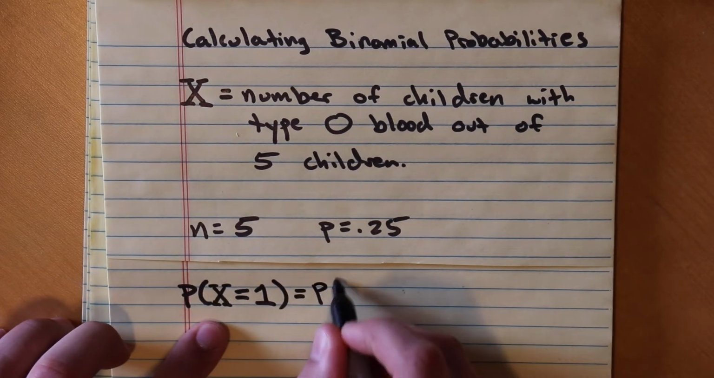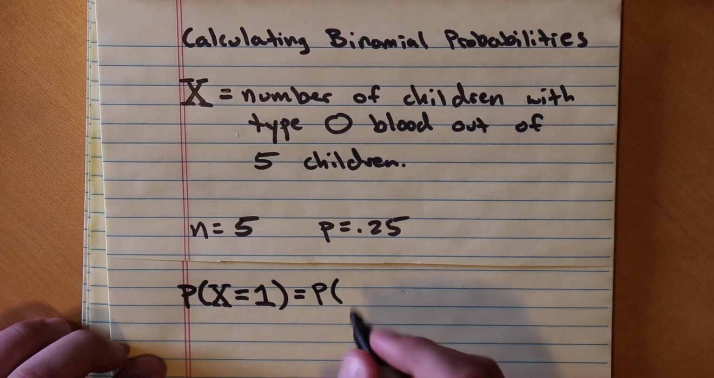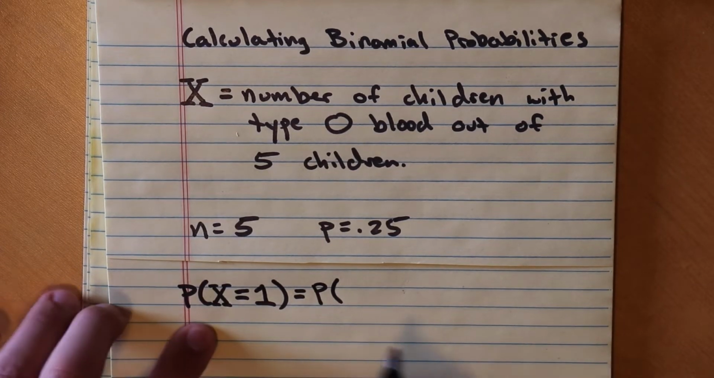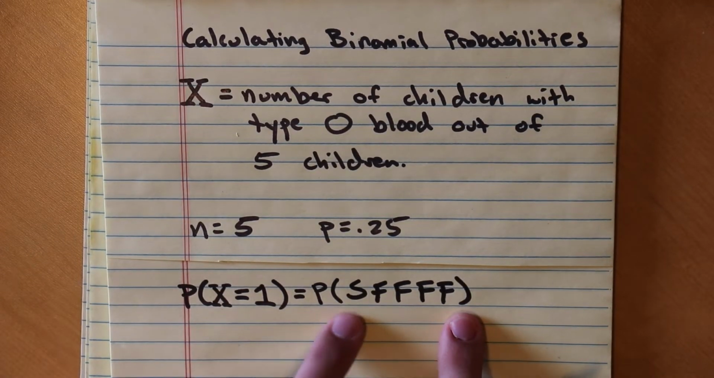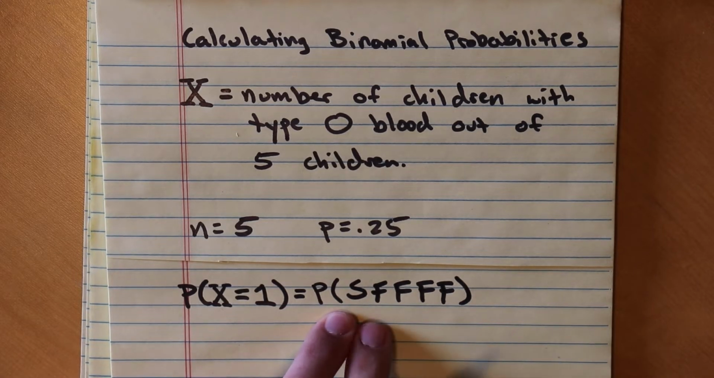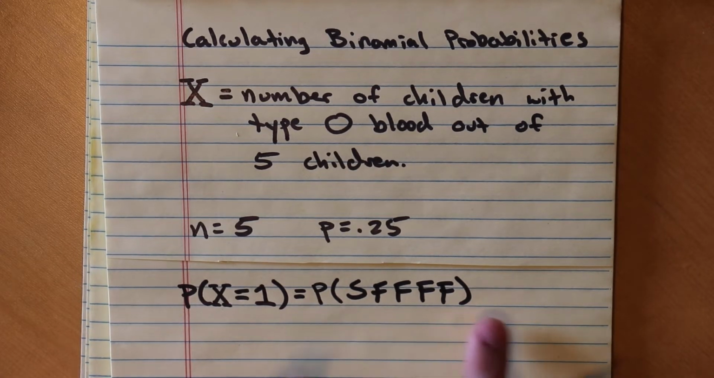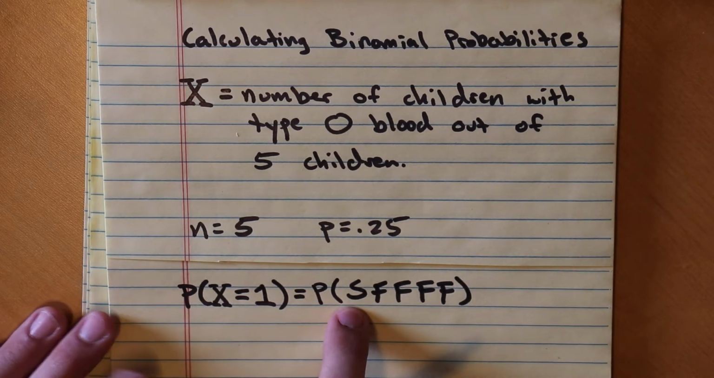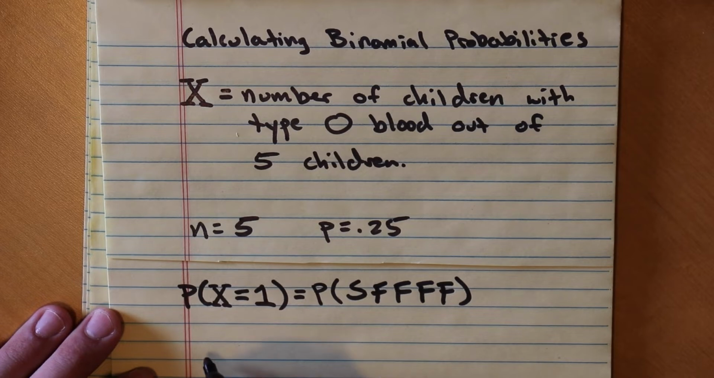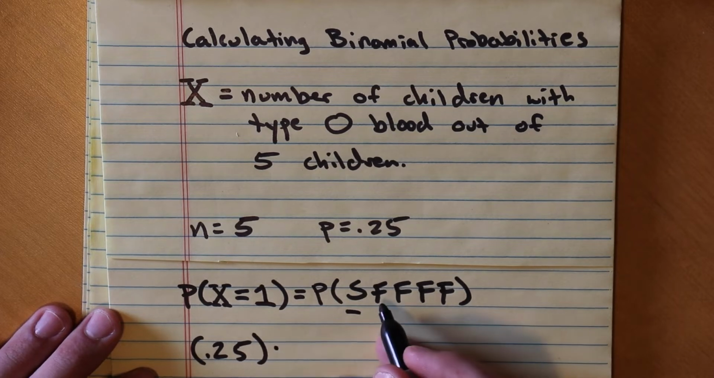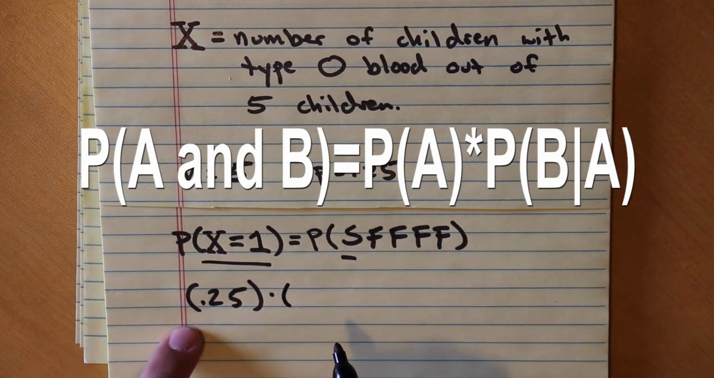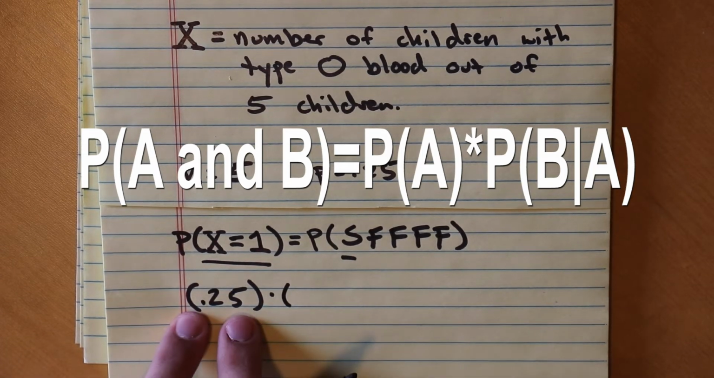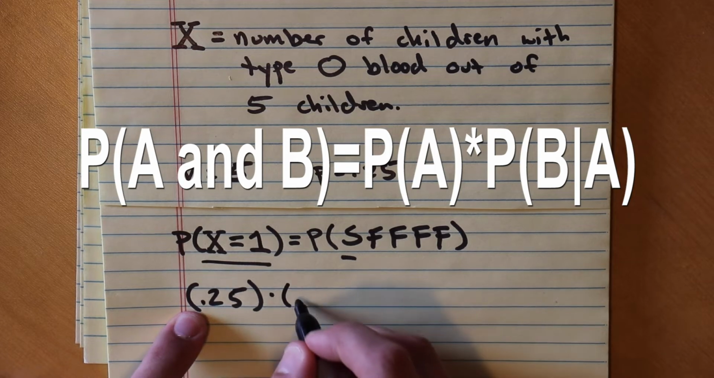Well, let's think about a few things here. Remember, S is success, which means that they have type O blood, F is failure. So this is one scenario that can happen. The probability of this happening is saying that the first kid has type O blood, and then the last 4 don't. So we can take that same idea here. The probability that the first kid is going to have type O blood, we already know that is 25%. So I take 25%, and now I'm going to multiply it by the next kid not having type O blood. So I take the probability that the second event occurs, given the first one occurs. But does that matter? No, because these are independent, so the probabilities do not change.